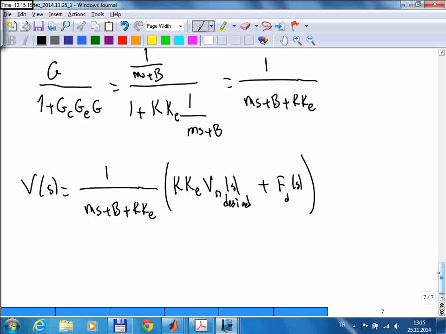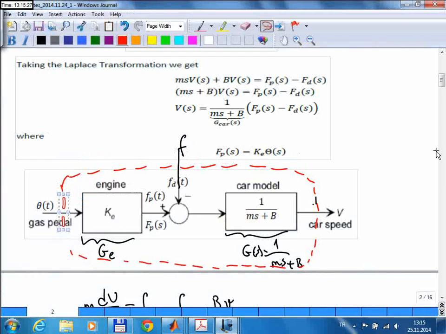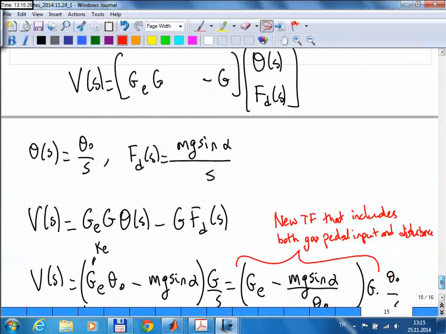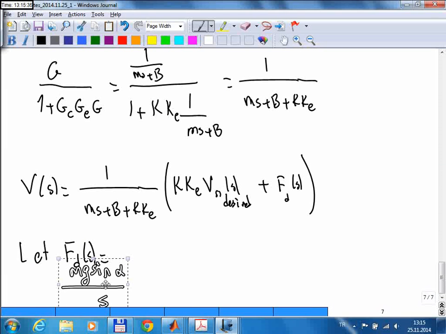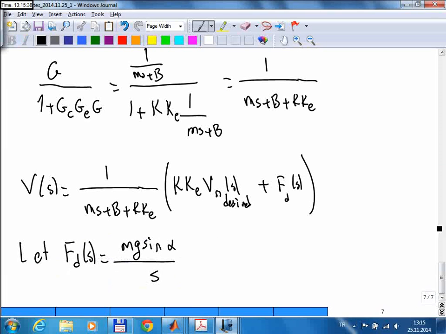Okay, and now just like what we did yesterday, let's assume that So this is the disturbance force when the car is climbing a hill with this angle.